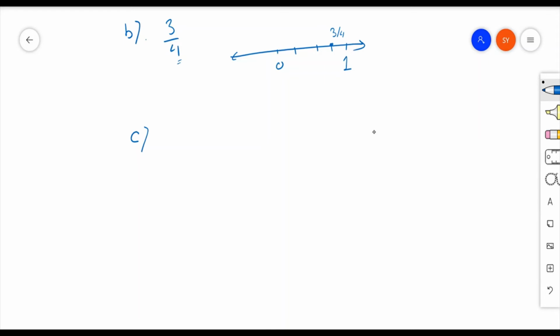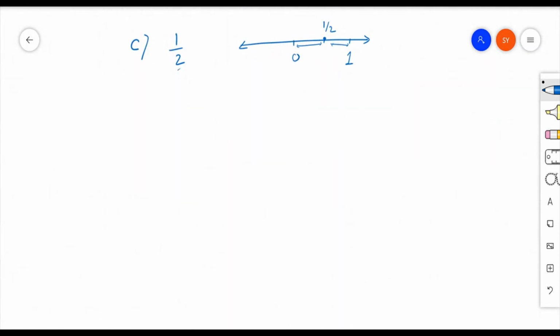Third one is half. Again, the numerator is positive, so it will lie between 0 and 1. Why? Because the numerator is smaller than the denominator. Since the denominator is 2, we'll divide this into 2 parts. This is one part and this is the other part. So this will be 1 by 2.